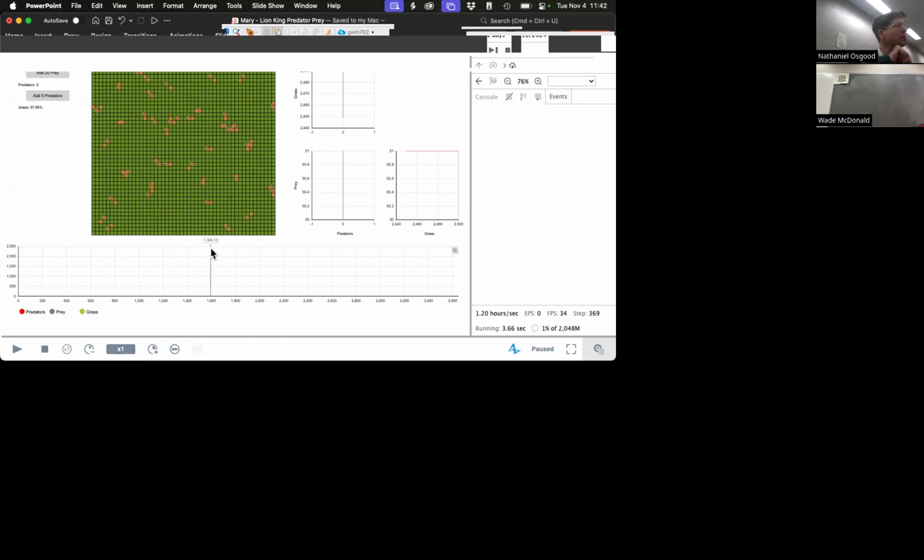Hey, Sheena, you had something to say? I was just wondering, sorry if I missed it, but does the grass regenerate at all, or is that not a factor? The grass does regenerate, and I went over that quickly when we were looking at the different agents, but after a specified parameter amount of time, the grass will grow back. So those are some good ideas. Let's run this.